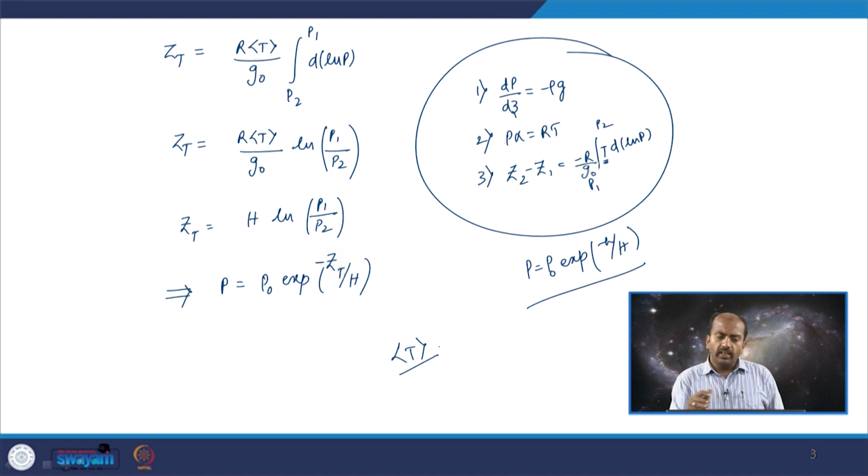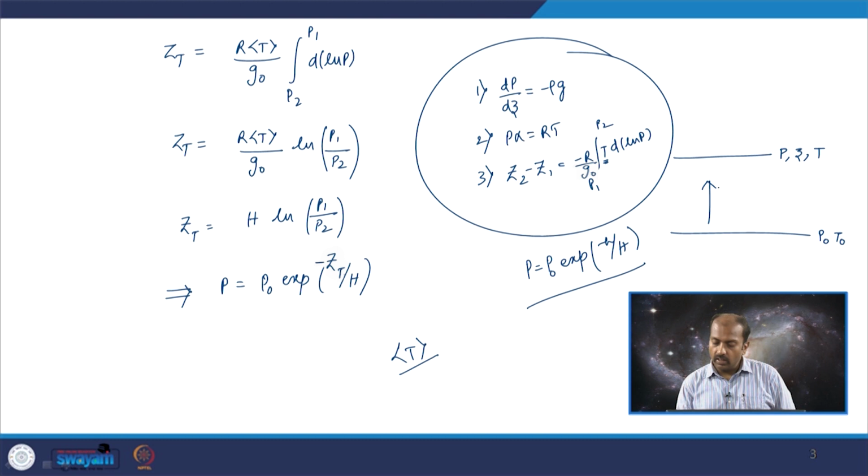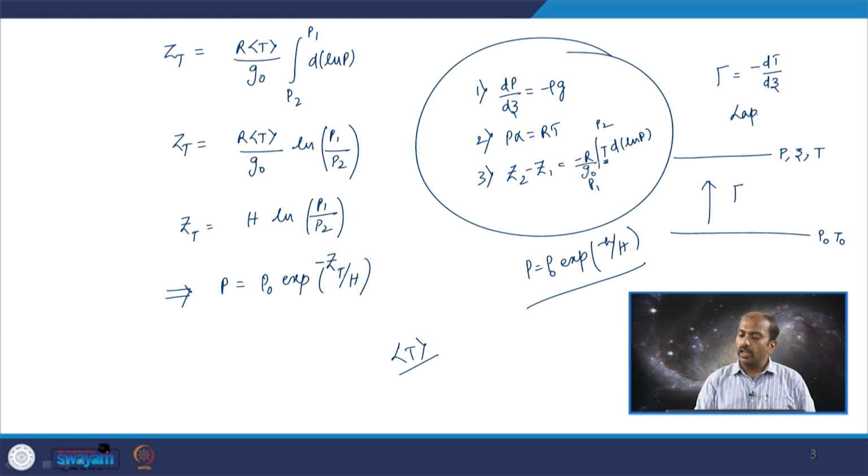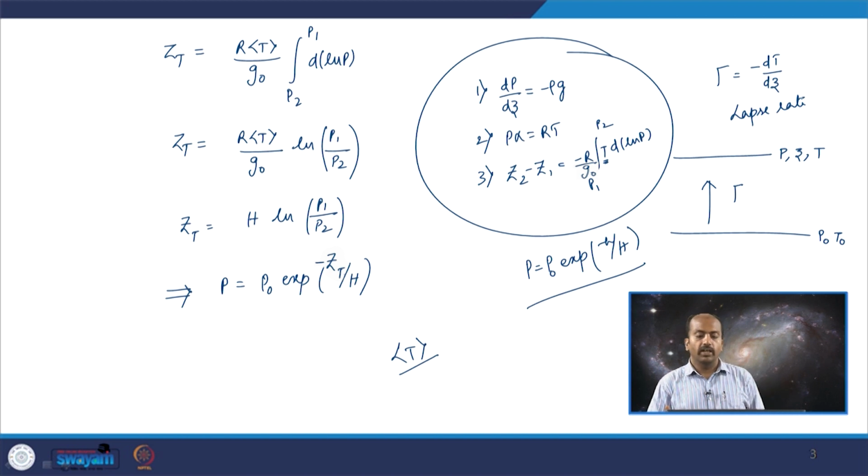The idea is, let us say, if you take the surface, the mean sea level or the surface at 0 kilometers height, the pressure is P naught and the temperature is T naught. What we can do is calculate the pressure at any height, let us say Z, and the temperature at that particular height T, if the temperature of the atmosphere is varying with a uniform lapse rate of gamma. So, what is gamma? Gamma is minus dT over dz. What is this called? This is called the lapse rate of the atmosphere. That means it gives you the rate at which temperature decreases with height.